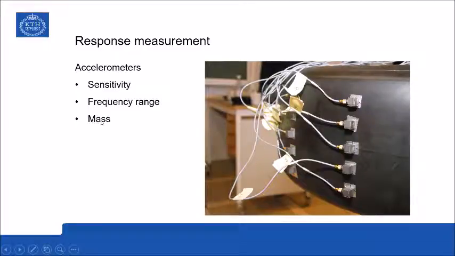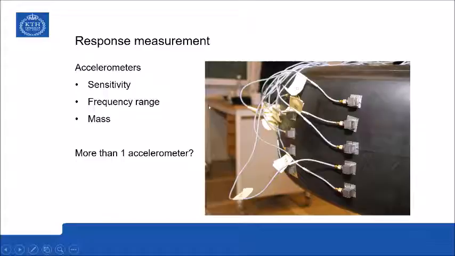The mass is also an important factor when you choose an accelerometer. In this case, when you mount these accelerometers on a rubber surface, this tire, they cannot be too heavy. The mass cannot be too high, because then you will have a loading influence from the accelerometers on the test object, and that's not good. So the accelerometers must be lightweight. The mass must be so small that they do not influence the test object.